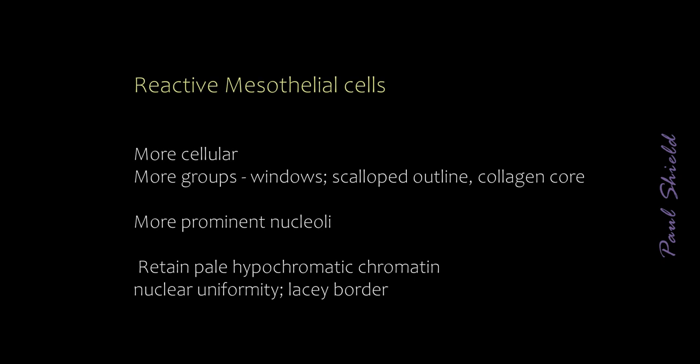So when they become reactive or hyperplastic, mesothelial cells become much more numerous in specimens. They become more cellular. You get more groups of cells. Usually these are fairly simple groups that are flat. They show windows and a scalloped outline, sometimes a core of collagen in the middle of them. They often have quite prominent nucleoli, but the key features are that they retain those mesothelial characteristics, including the cytoplasmic characteristics and the very pale hypochromatic chromatin. And these are important features in separating them from malignant mesothelioma and from malignant metastases of adenocarcinoma.